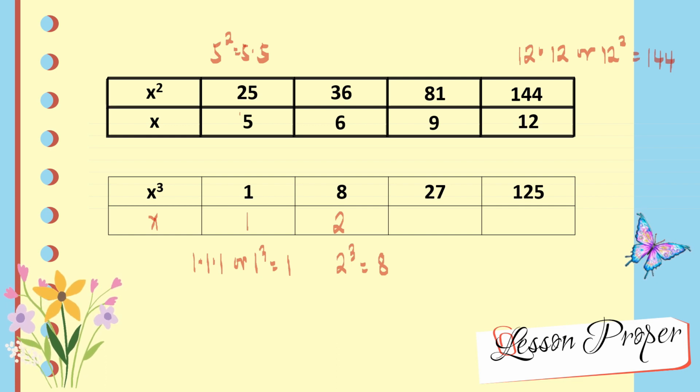How about 27? Alright, the answer is 3, because 3 raised to 3, or 3 times 3 times 3, is 27. And how about 125? The answer is 5.